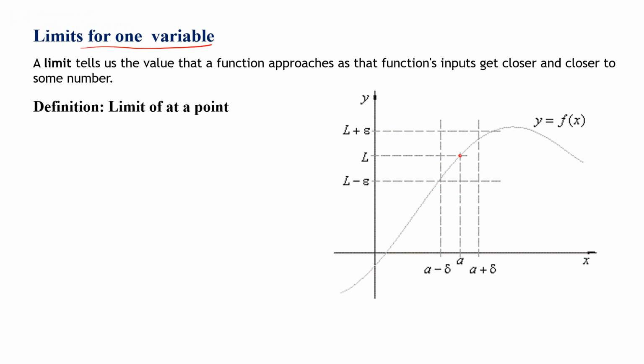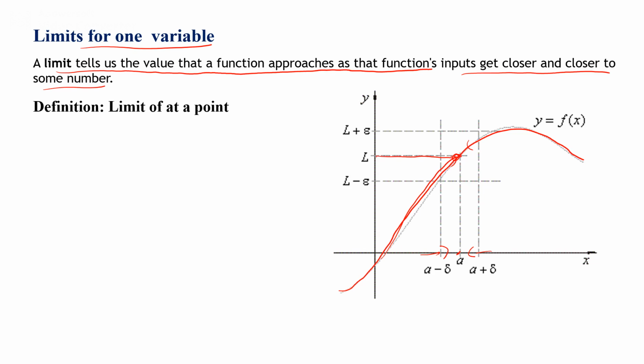As we know, the limit tells us the value that a function approaches as the function input gets closer to some number. If we see the graph of a function f(x), and there is a point a, when x approaches a either from the right side or from the left side, then the function gets closer to a number, that is L. So we can say the limit at a point a of the function f(x) is what?